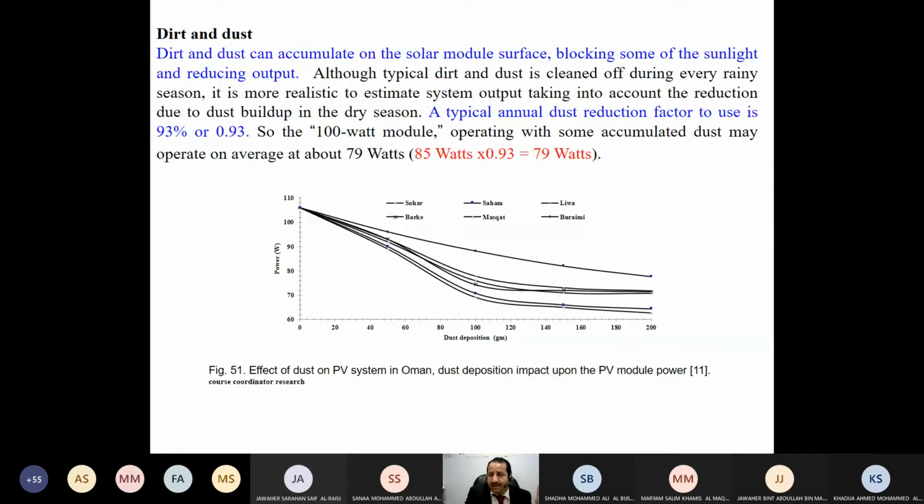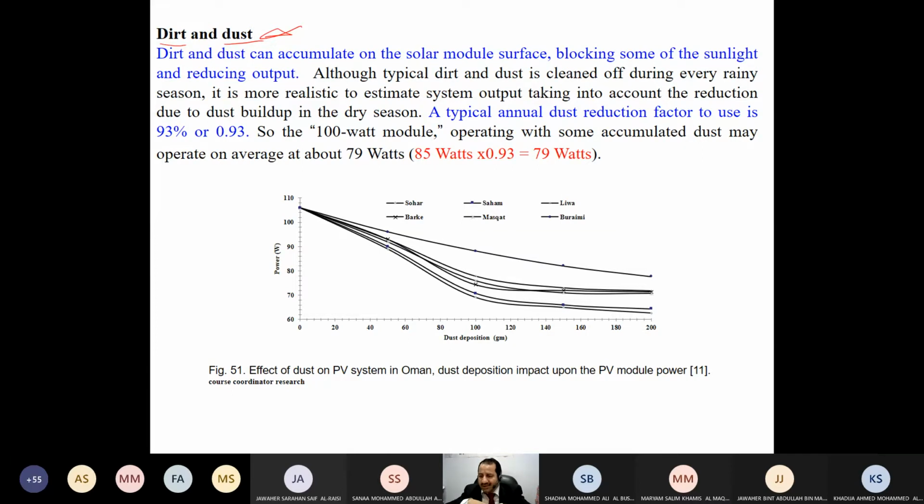Now, another parameter that affects the performance, behavior, productivity and efficiency of my PV is dirt and dust. Dirt could be because of pollution, mud, storms, birds' droppings and so on. And dust, we know that this region is a dusty region. The problem of dust, when it accumulates on the panel itself, as an example, this is my panel, is that it makes a barrier for the solar radiation to reach my cell.